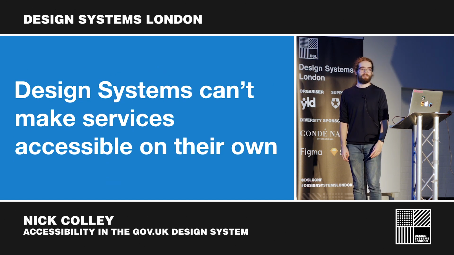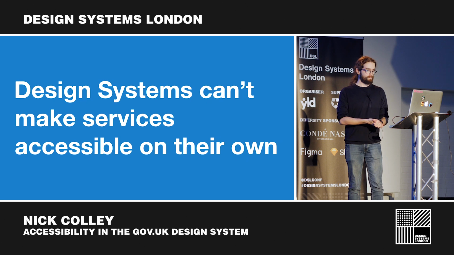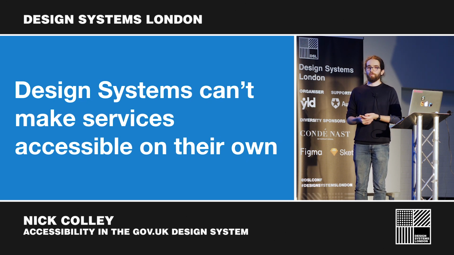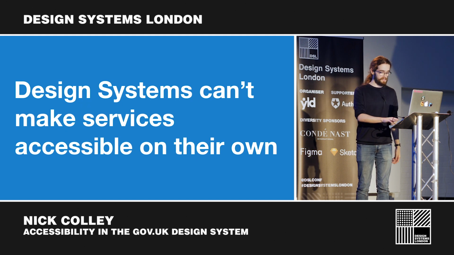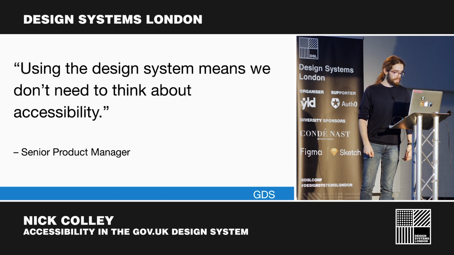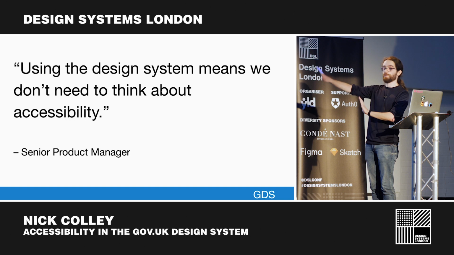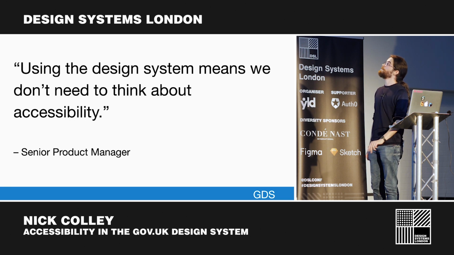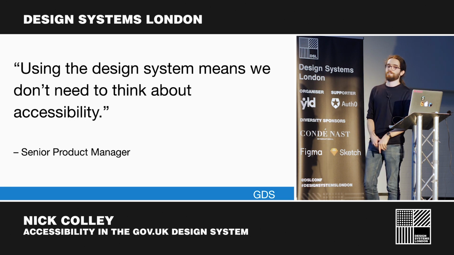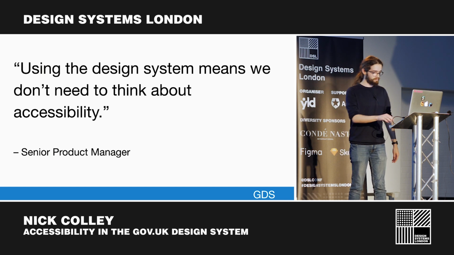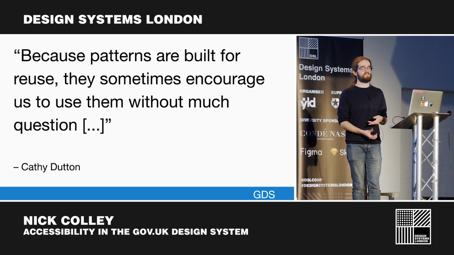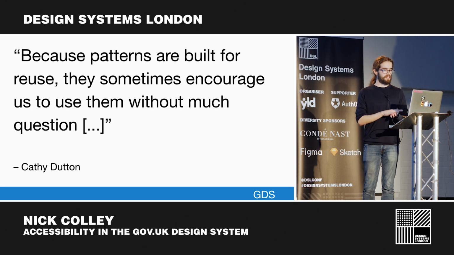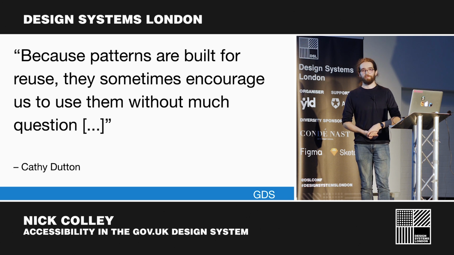Design systems can't make services accessible on their own. We're working on one bit of it. The rest of the service also needs to be accessible. Here's a quote from a senior product manager, name redacted: "Using the design system means we don't need to think about accessibility." Kathy Dutton wrote in her article, Problem with Patterns, that because patterns are built for reuse, they sometimes encourage us to use them without question.